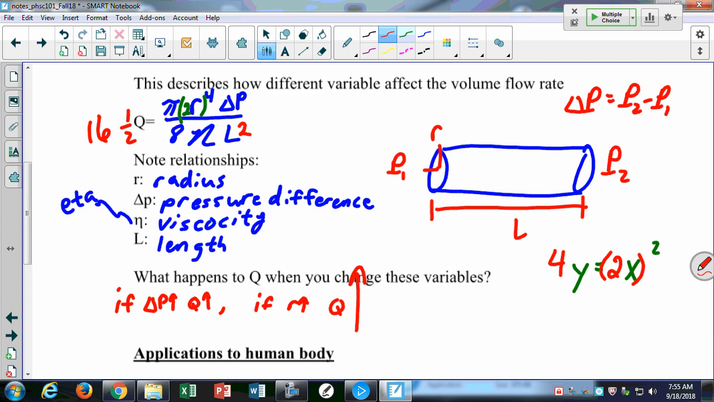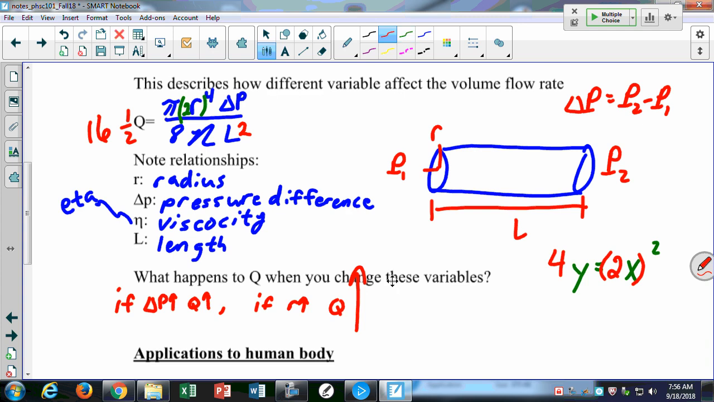You had a question like that, I think. Did you? No. Okay, well, it's an important question. That Q, the flow rate, is very much dependent upon the radius. All right. I feel like I'm missing something. Oh no, it comes up a little bit later.